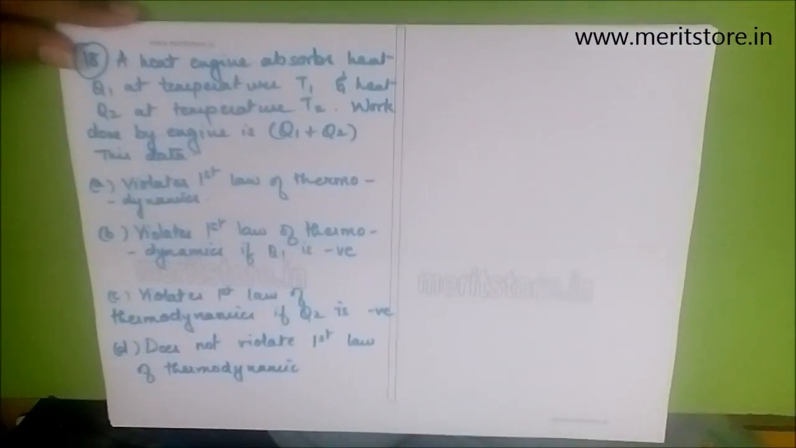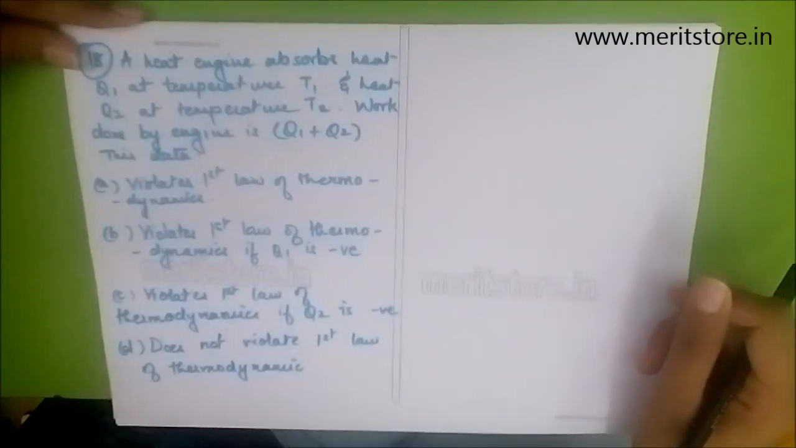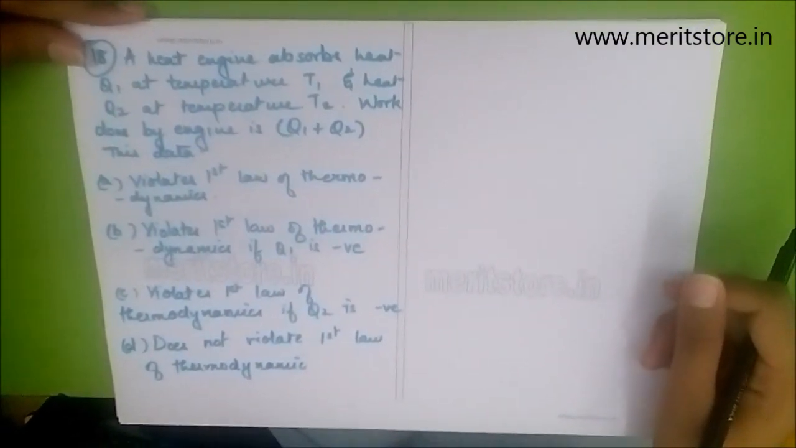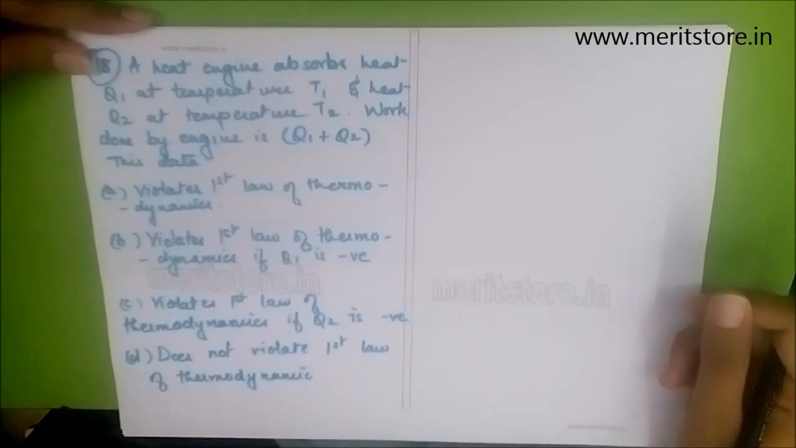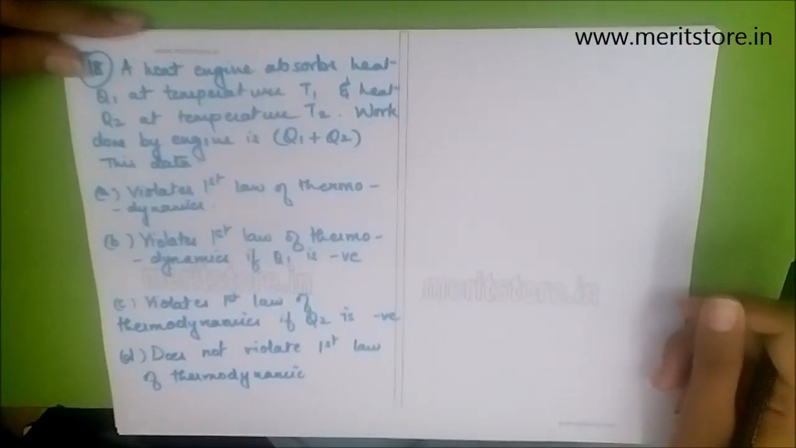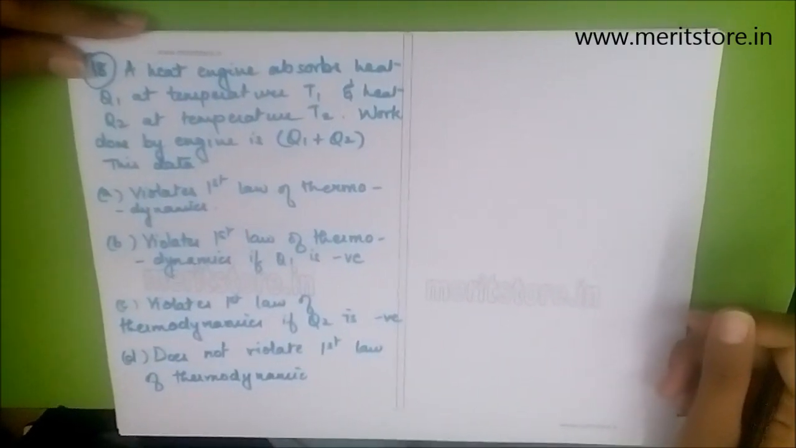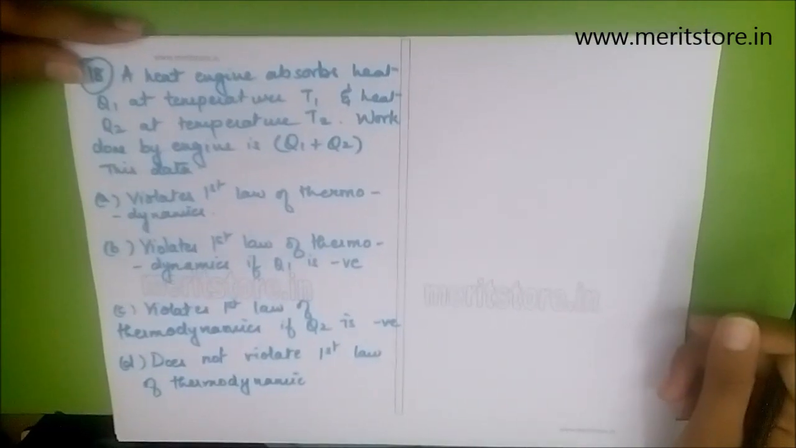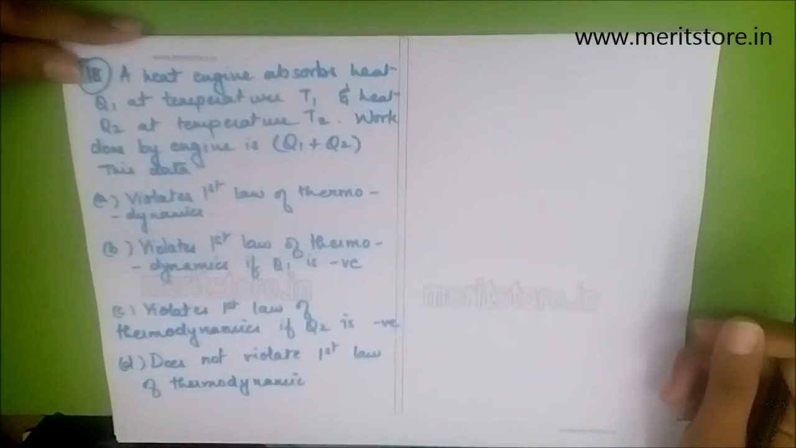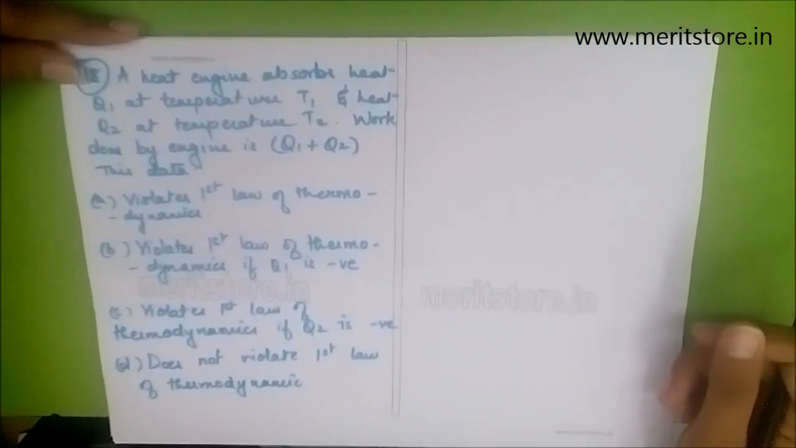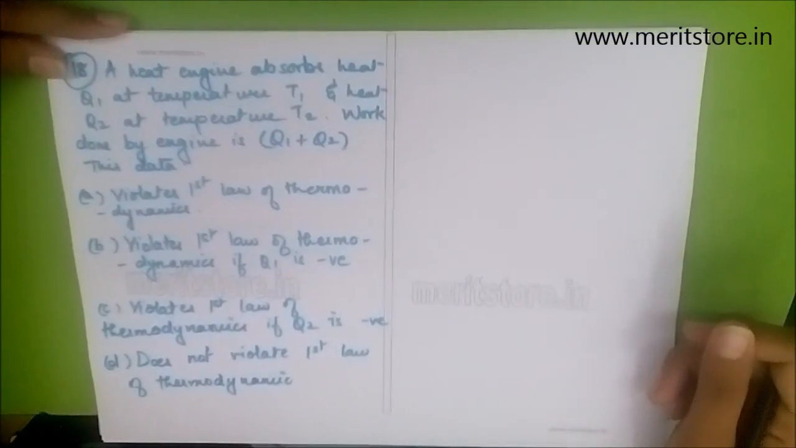A heat engine absorbs heat Q1 at temperature T1 and heat Q2 at temperature T2. Work done by the engine is... Violating the first law of thermodynamics? It violates the first law of thermodynamics if Q1 is negative, violates the first law of thermodynamics if Q2 is negative, or does not violate the first law of thermodynamics.